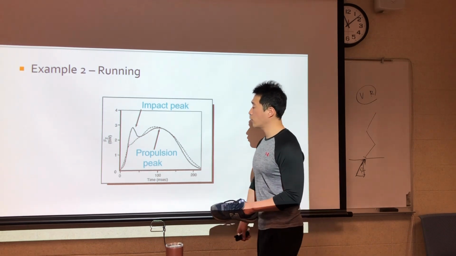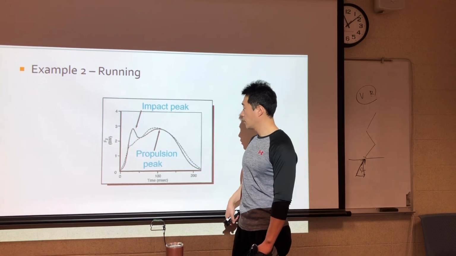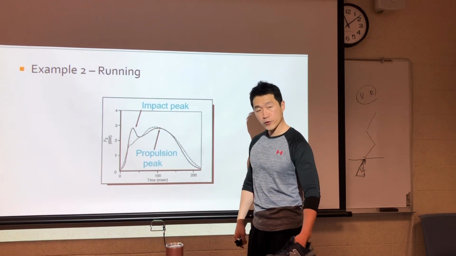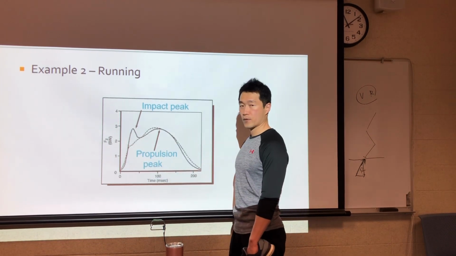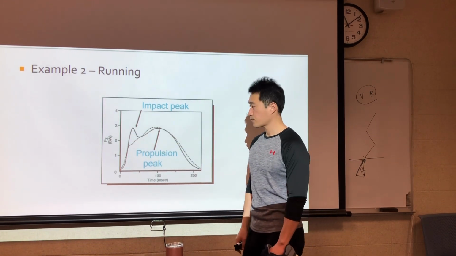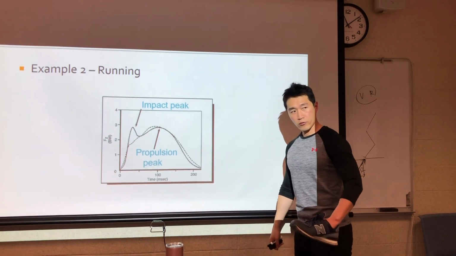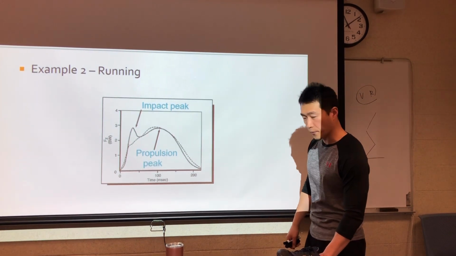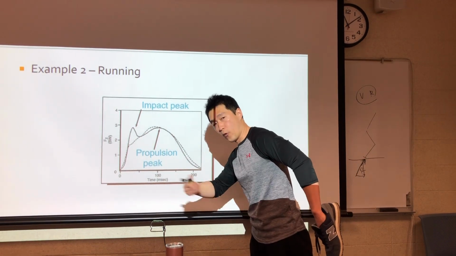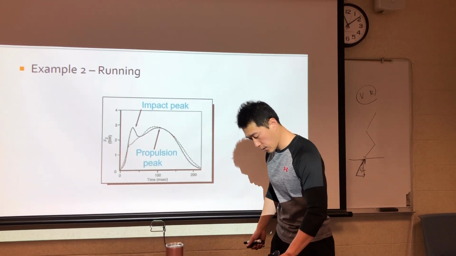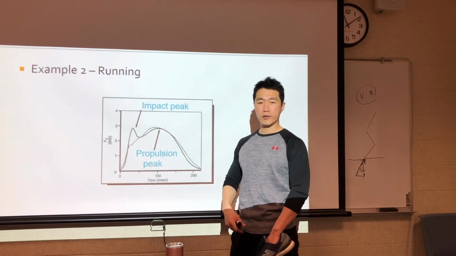When you run with the heel strike first, we're going to have an impact peak and then a propulsion peak. Whereas when we run with the forefoot strike first, then no impact. It only has a smooth curve, and no impact peak. The reason we get the impact peak with the heel strike first is that when you strike, boom, you hit the ground, and then propel your body to move forward. So impact peak and then propulsion peak. That's why you get a high impact peak when you run with the heel strike first.